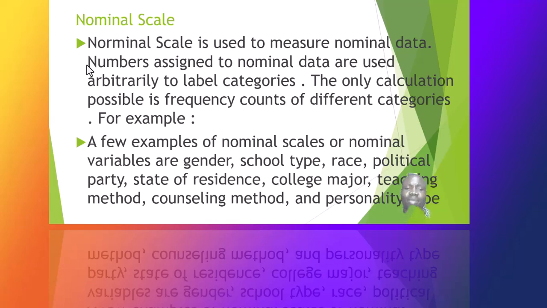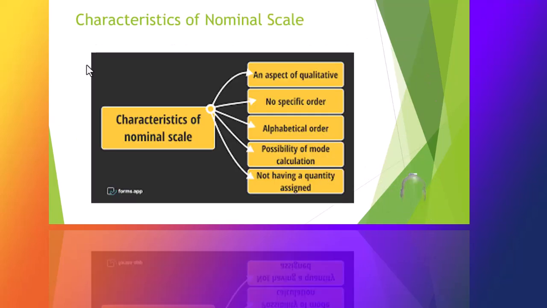They are mere labels. So male is not greater than female. We can't say, if we represent male with two and female with one, that two minus one in nominal scale. That's what we must get.